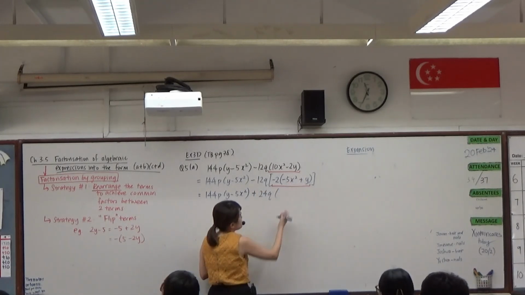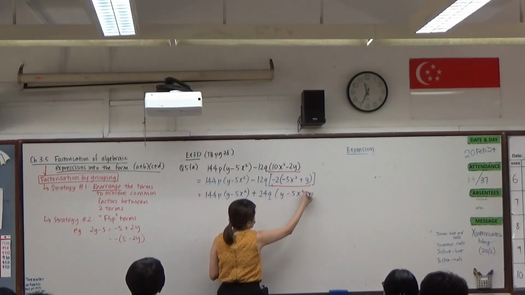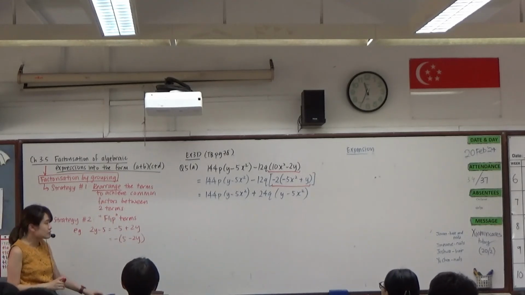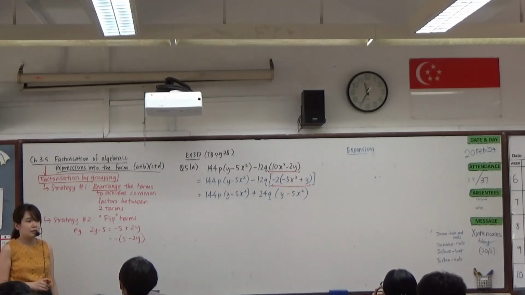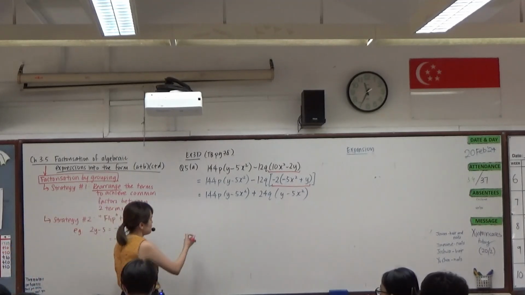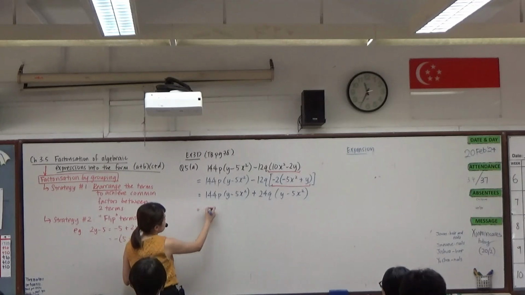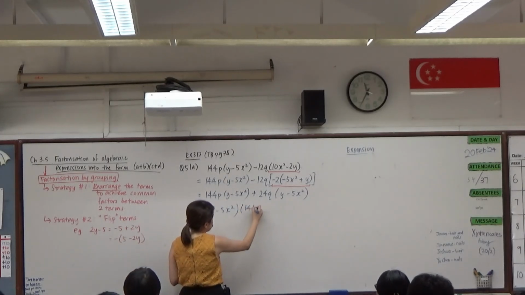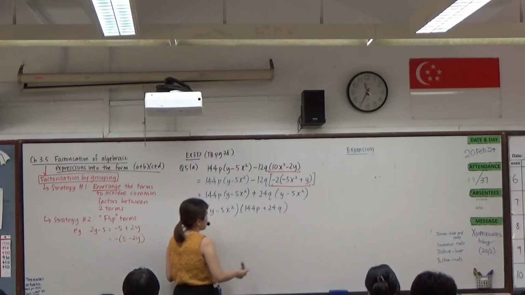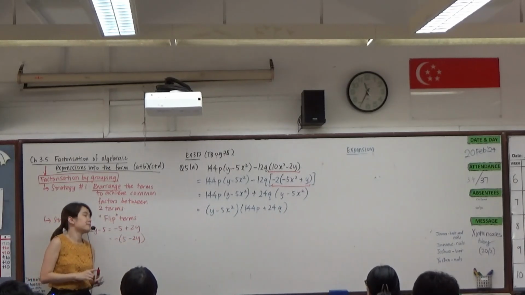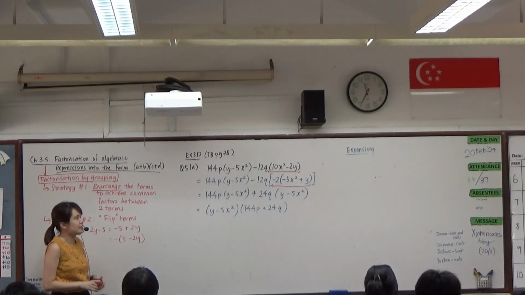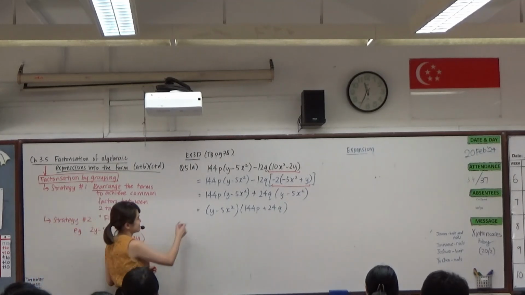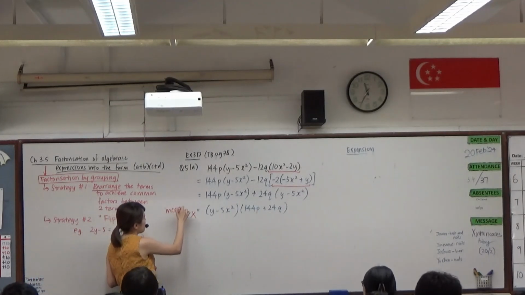Then negative 5x squared plus y, I just rewrite into y minus 5x squared. So it does require a certain level of observation of what we're doing right now. Then we observe that we have y minus 5x squared in common, and we are left with 144p plus 24q. However, if you leave this as your answer in the exam, I will only give you 2 out of 3 marks. It is incomplete.